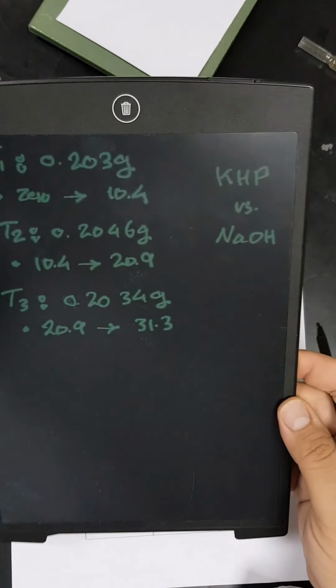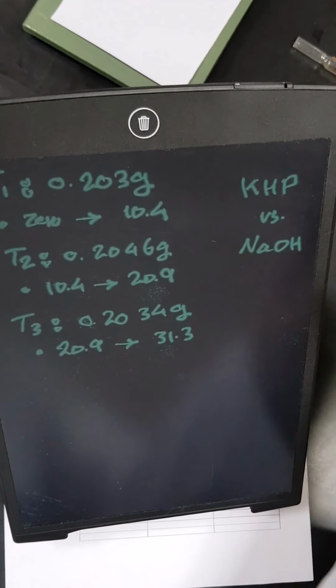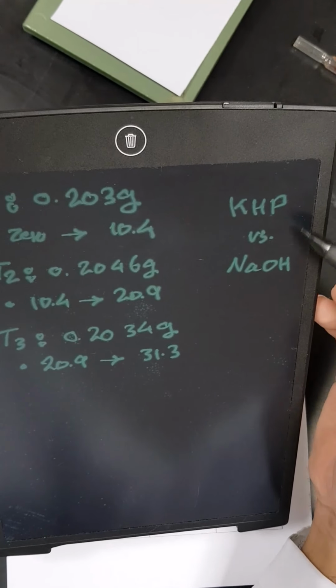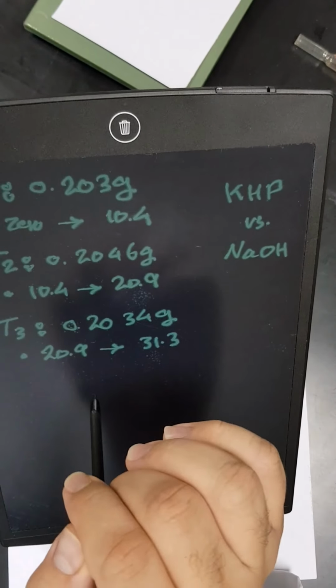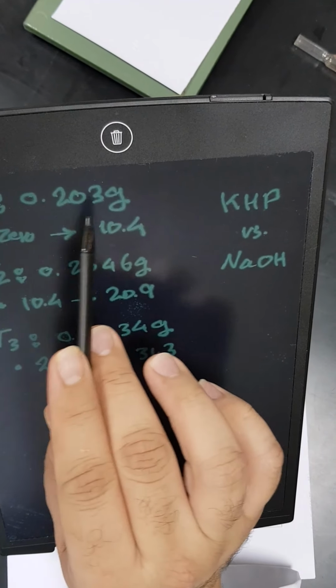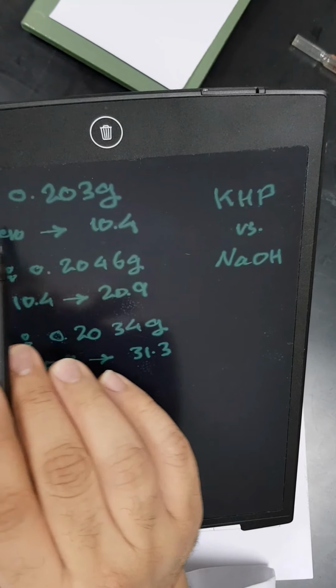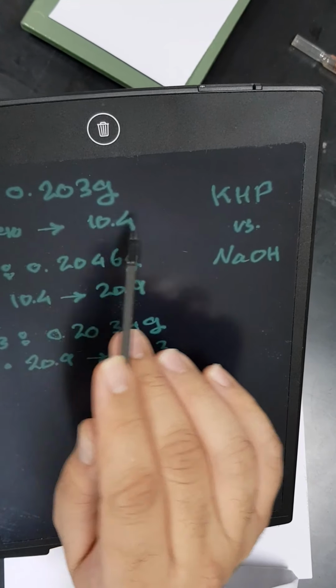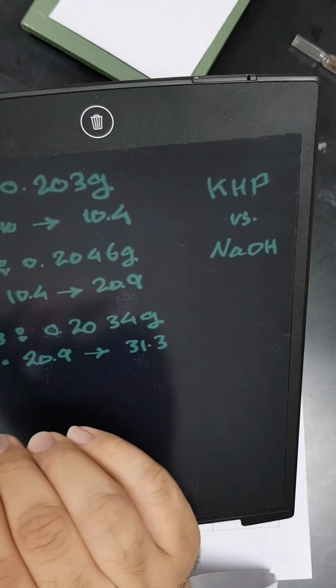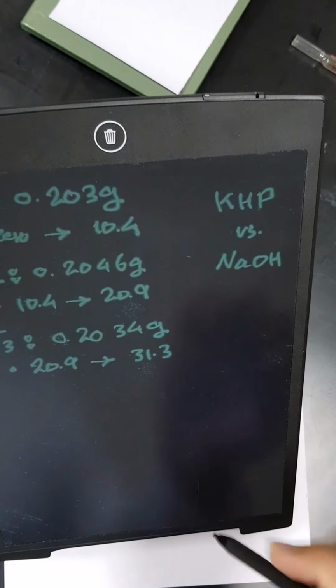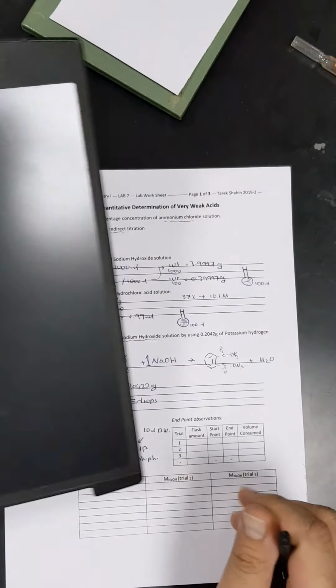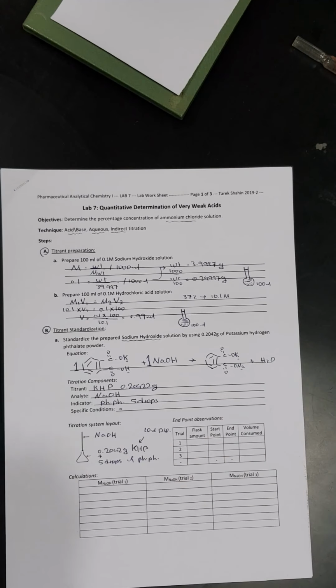So after doing the experiment, which is the standardization of sodium hydroxide using potassium hydrogen phthalate, I got the following readings. The first weight I got was 0.203 grams, and the end point was between 0 to 10.4, so the end point is 10.4. Same for the second trial and for the third trial. Now I'm going to transfer all this data into the worksheet so I can proceed.